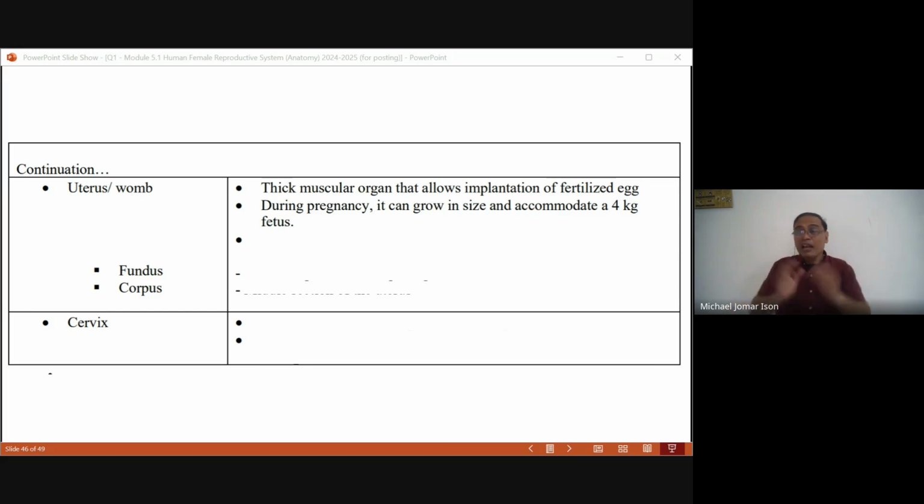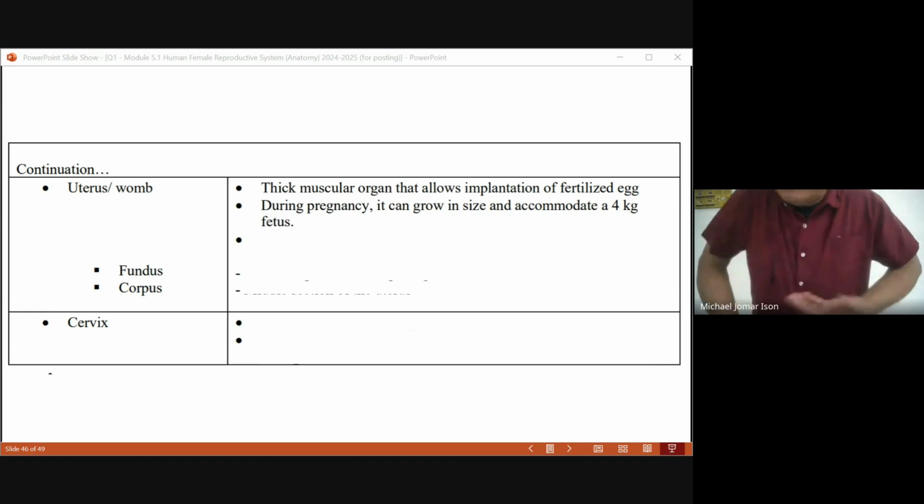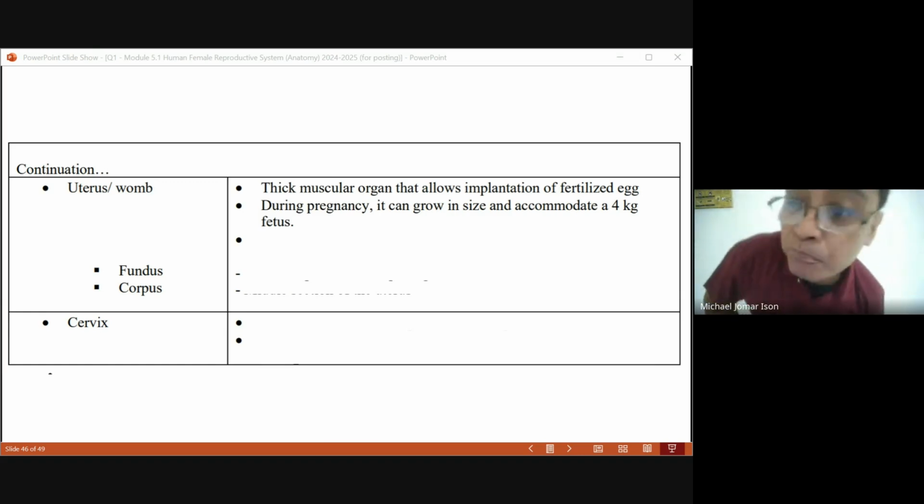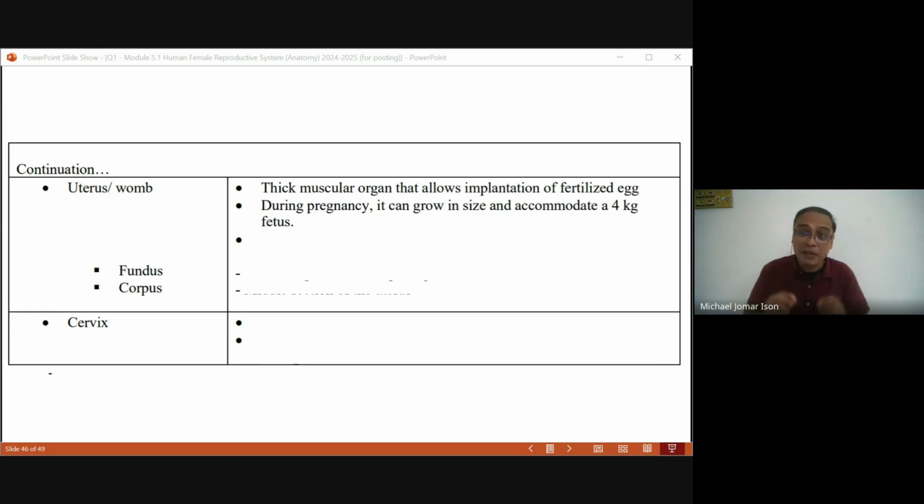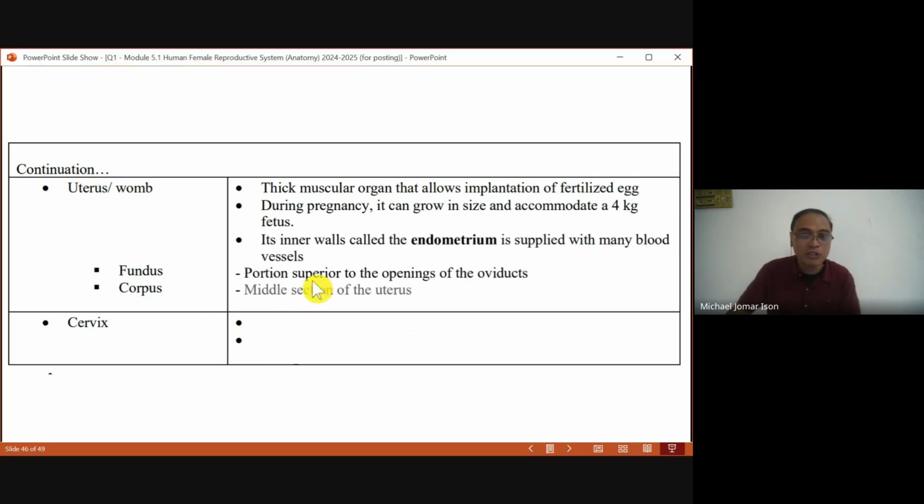And actually, that's why sometimes moms have difficulty breathing: all their organs are being pushed upwards as the baby is developing. So they are pushed up a little bit. That's why sometimes moms seem to be out of breath. So really, we have to take care of the mothers when they are carrying a pregnancy. So fundus and corpus, you just have to take note of that later on.